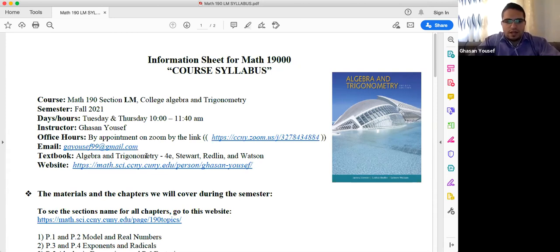The textbook we're going to use is Algebra and Trigonometry, 4th edition, Stewart, Redlin, and Watson. You can find the book online if you would like to buy it as a hardcover, or you can also buy it online as a PDF. Is it clear? You can get the book online from eBay or Amazon or any online store, or you can get only the PDF file downloaded on your laptop or device.